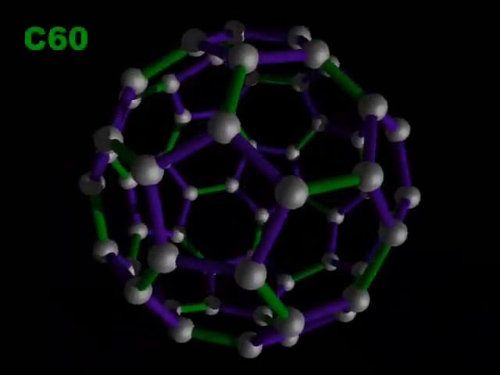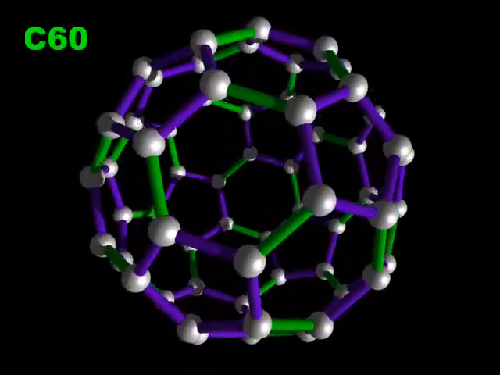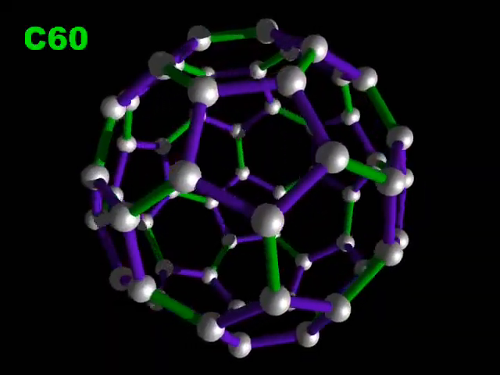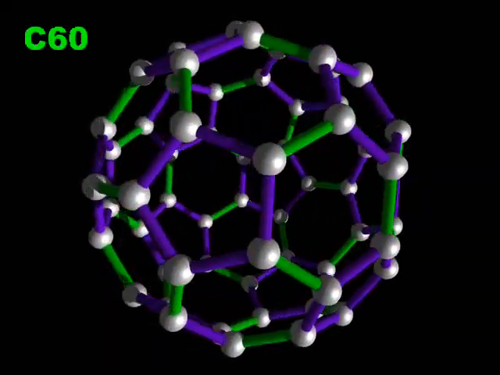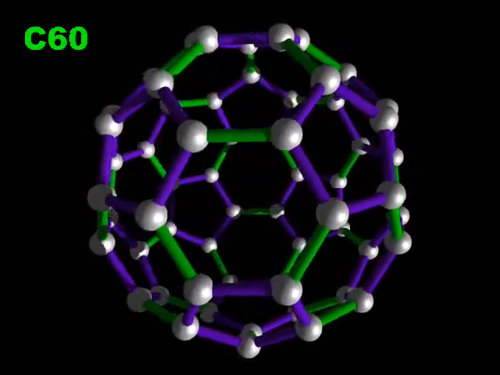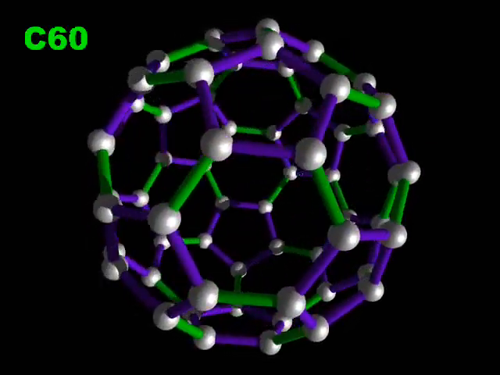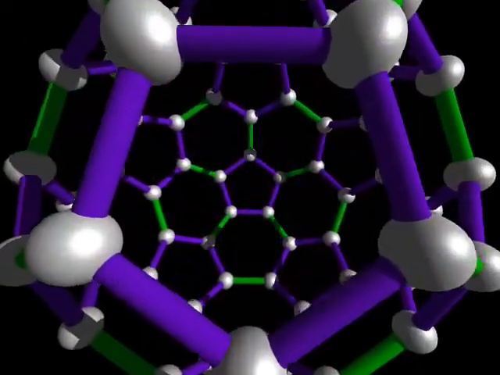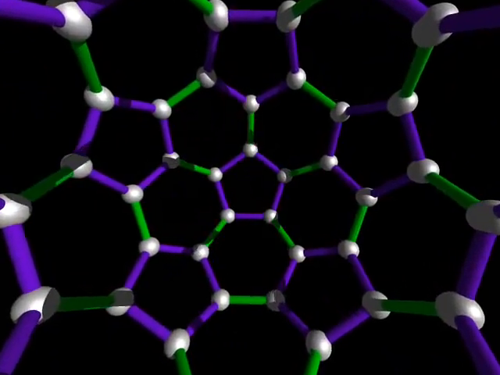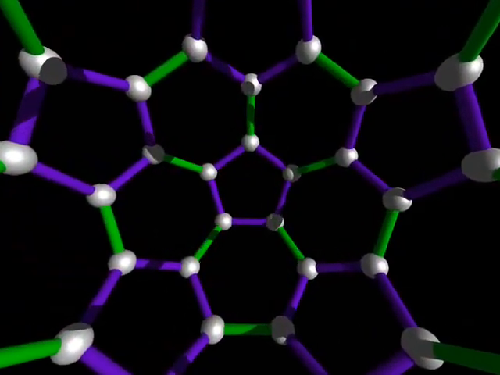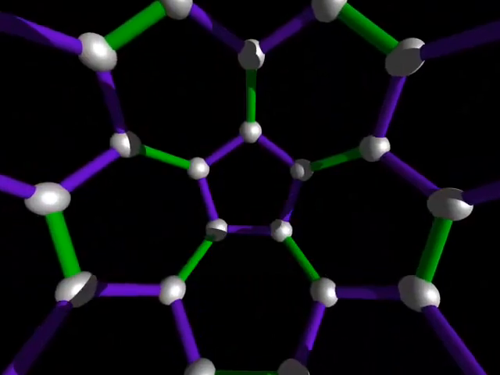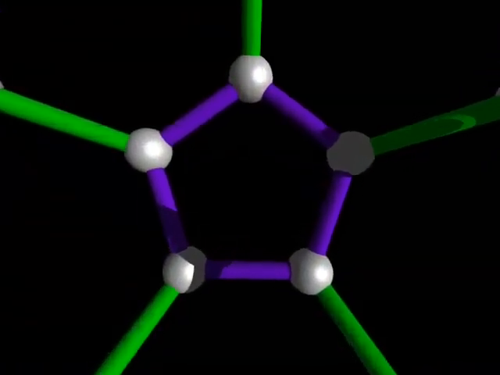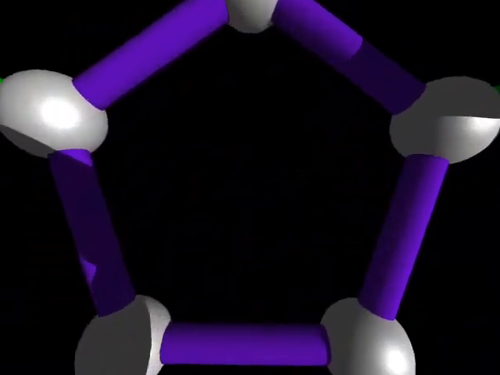The fullerenes consist of carbon atoms arranged into spherical molecules. Like graphite, each carbon atom is connected to only three others. However, the fullerenes contain five-membered as well as six-membered rings. The most common fullerene is the C60, also known as a buckyball. This molecule contains 12 five-membered rings and 20 six-membered rings. These rings are arranged in a sphere resembling a soccer ball.